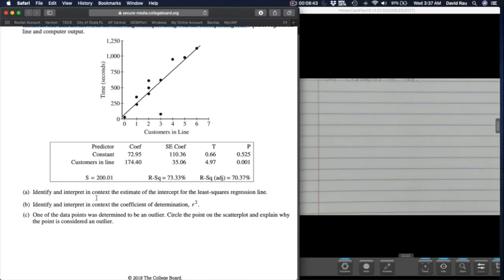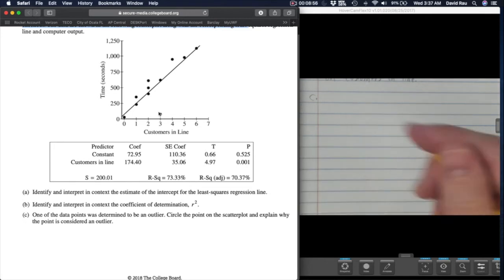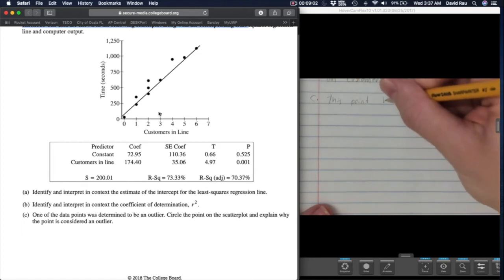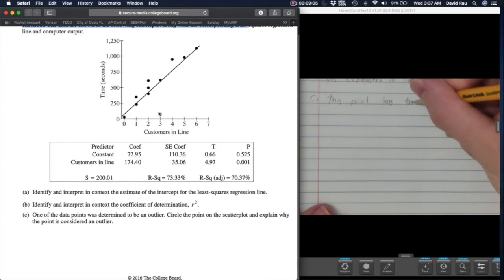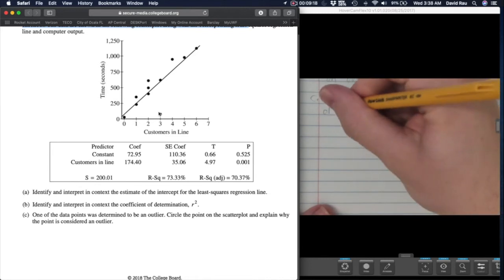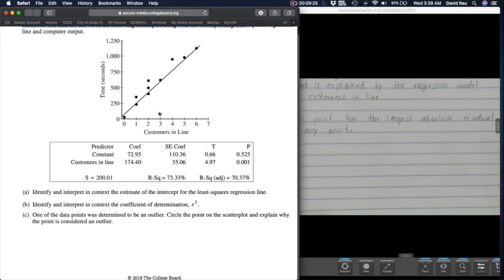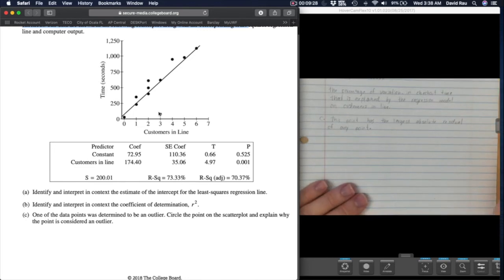Okay, next, part C. I love this. One of the points was determined to be an outlier. Circle that point. Hopefully you see which one it is. It's definitely this one. And explain why that point is considered to be an outlier. Now, here's the best answer. This point has the largest absolute residual of any point, and that is one way of essentially describing that.